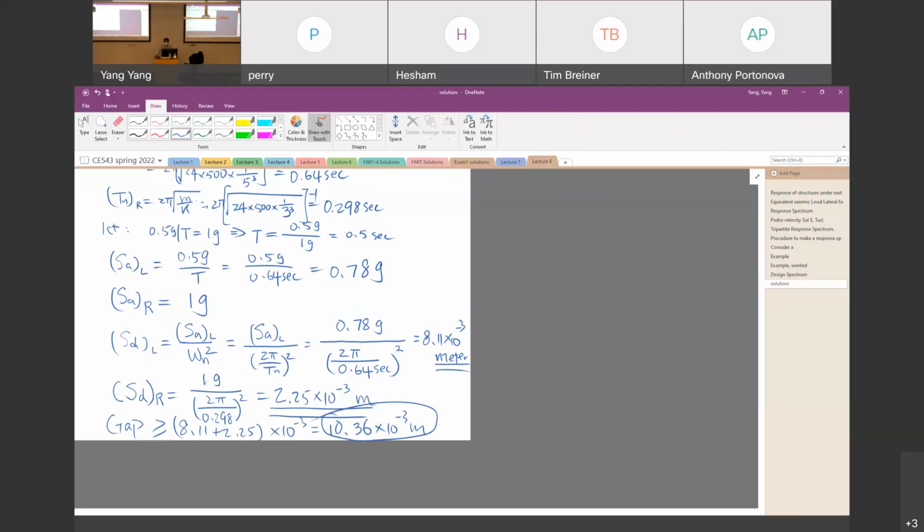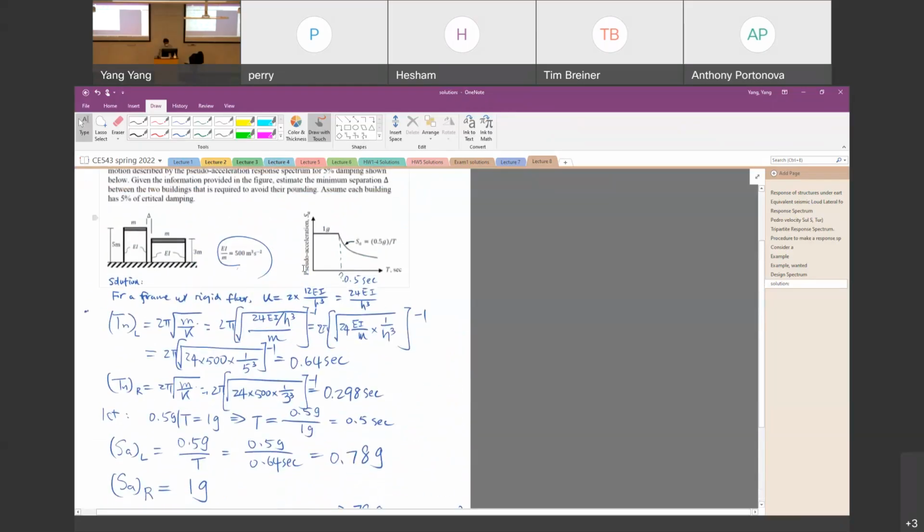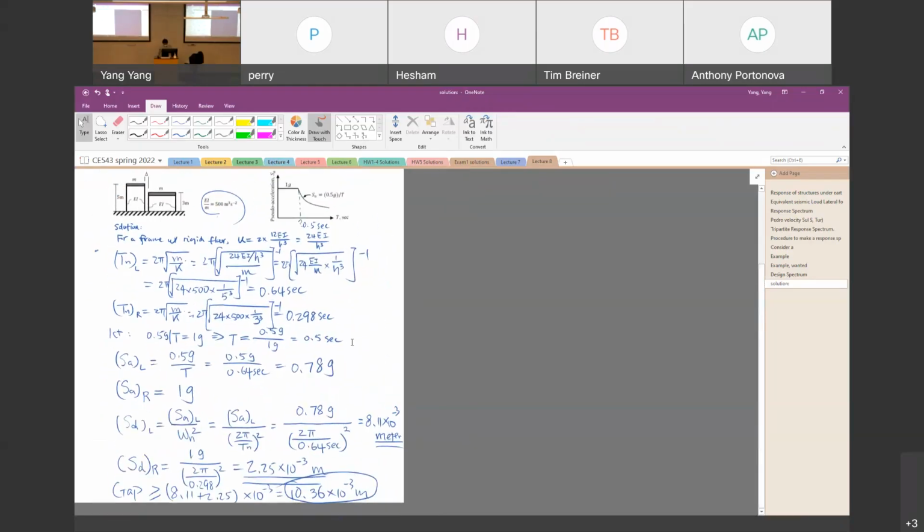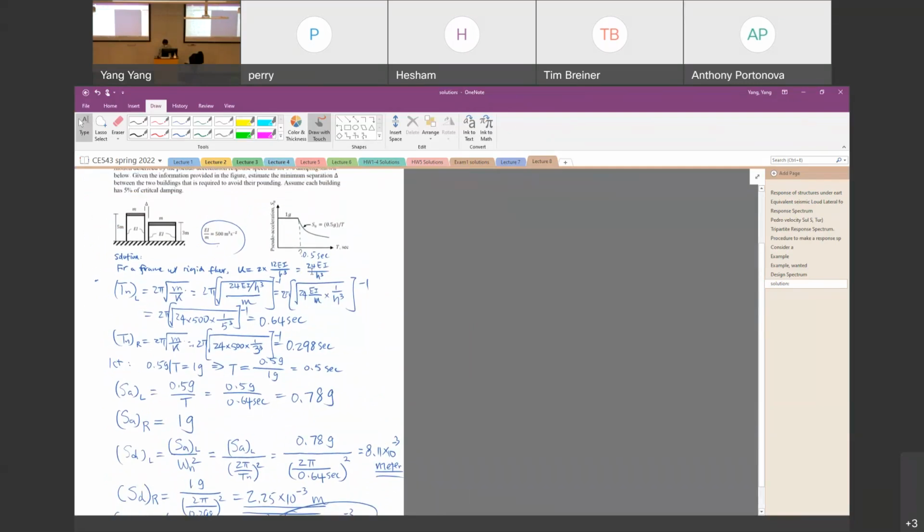Does that make sense? So that's how we use the design spectrum. The design spectrum can quickly tell us the maximum displacement or the maximum acceleration for a given building. The design spectrum is based on the response spectra of lots of earthquake records. So I think that's all about the response spectrum and the design spectrum.